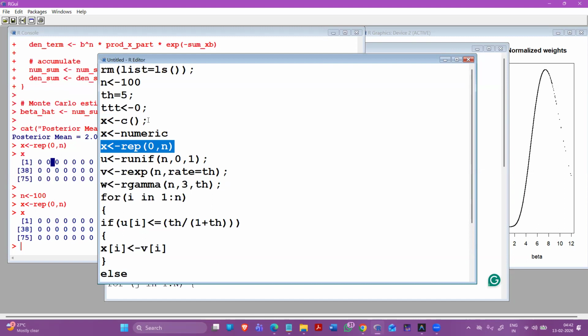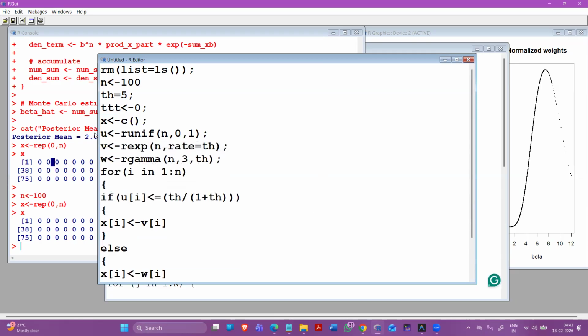Mostly I prefer this one, the blank vector, because here I am already providing the 0 in the x. If by mistake I am not getting the accurate value, or 0 will remain here, or the size of the sample will change, some 0 will remain in x, and at that time it will impact my final result. So mostly I prefer the blank vector.